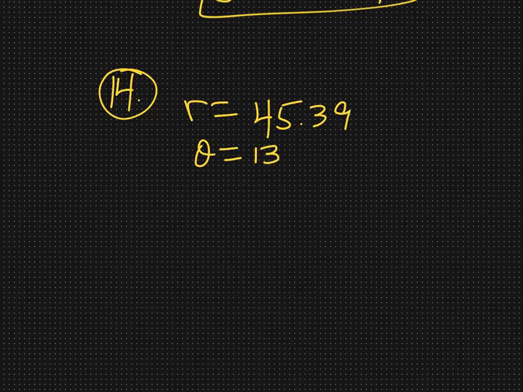Number 14 was an arc length problem. It says find the length of the arc intercepted by a central angle theta in a circle with radius r. In this problem they gave us a radius of 45.39 and a theta of 13 degrees.